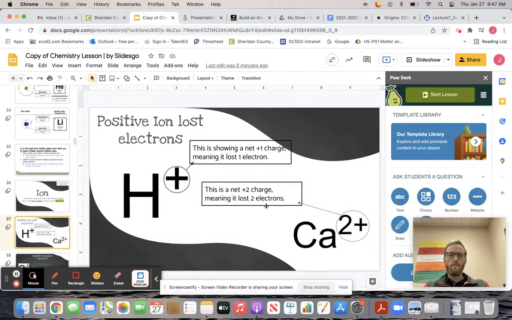Now, where we see this, a positive ion has lost an electron. So if we see H plus, this is showing that it has a net positive charge, which means it lost one electron. If we see 2 plus, same thing. It has a positive 2 charge, which just means it lost 2 electrons. It has the same number of protons as it started out with. We've just lost 2 of the electrons.